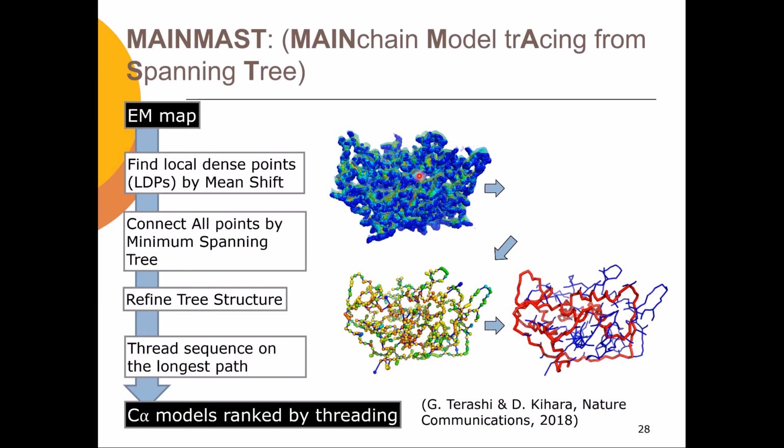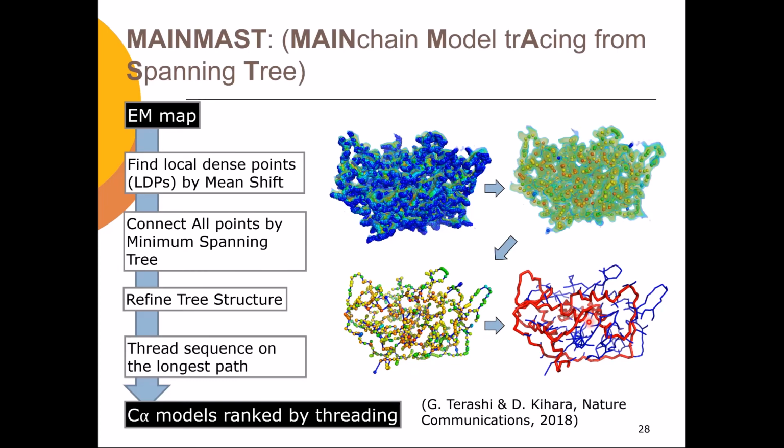Here, the basic idea of MainMast is that first you have a cryo-EM map, and then you identify the dense positions in the grid, and then you cluster them, and then you make a graph, and then trace the C alpha positions. So this is totally a density-based automatic modeling process.